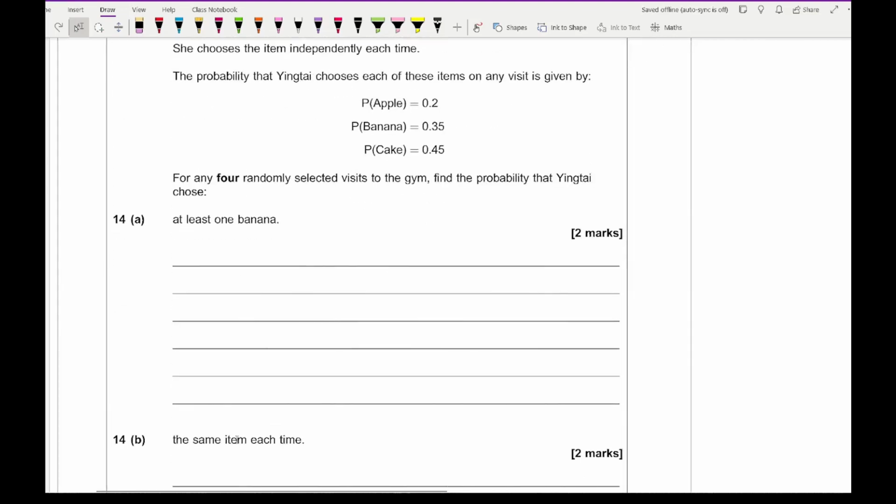Now for this, if you thought about it long term, you need to have at least 1 banana, so there's going to be quite a lot of combinations. So it's much easier in this particular case, especially for 2 marks, to find what you don't want and take that away from 1. Now the thing that we don't want is basically no bananas. So this here is going to be the same as the probability of 1 minus no bananas.